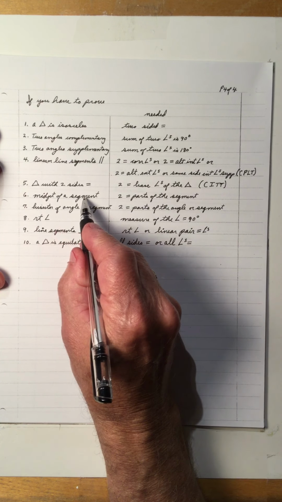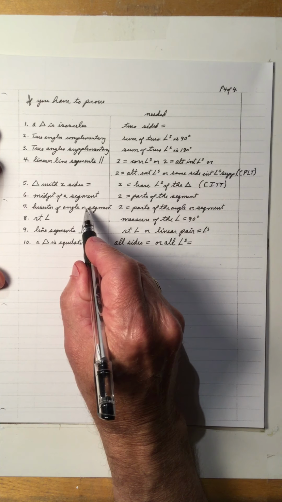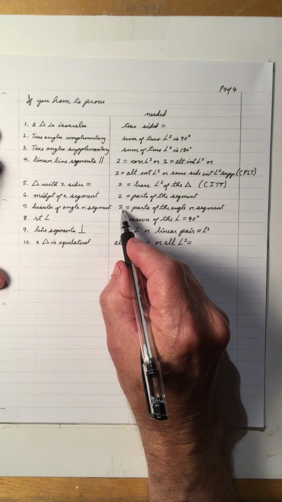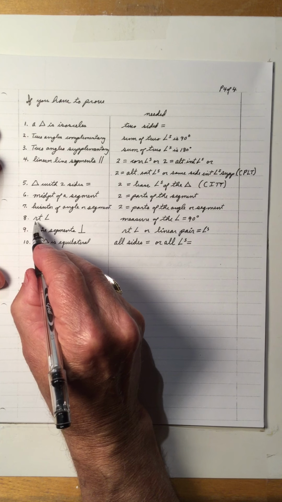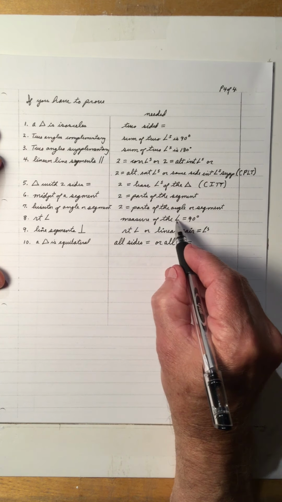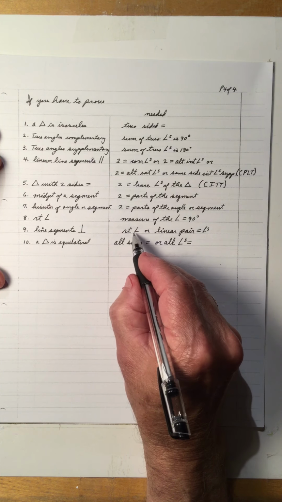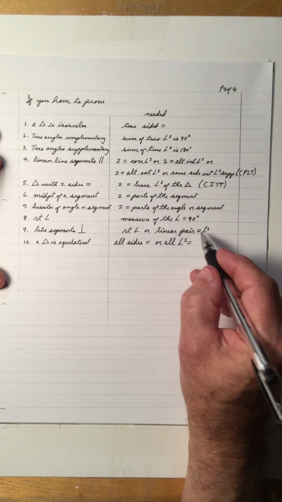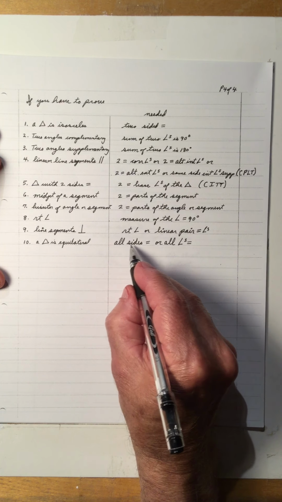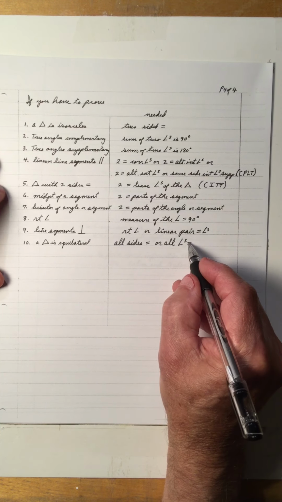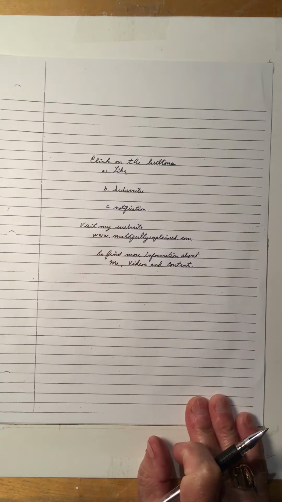If you want to prove a midpoint of a segment, you have to get the two equal parts of the segment. The bisector, you have to prove a bisector of an angle or a segment. You have to prove two equal parts of the angle or segment. If you want to prove an angle is a right angle, you have to get the measure of the angle is 90. If a segment is perpendicular, you have to show that there's a right angle or they have a linear pair equal. And if a triangle is equilateral, you have to show that all sides are equal or all angles are equal. So notice the converse. We'll use the converses in the next video.